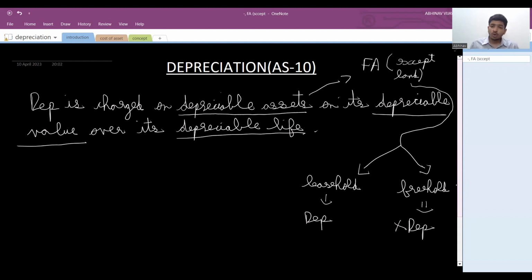That's it. Now moving to the next two important terms. For the explanation of the next two important terms, I'm going to give you an example here. Write this example down for the full understanding. Cost of machinery, 6 lakhs.